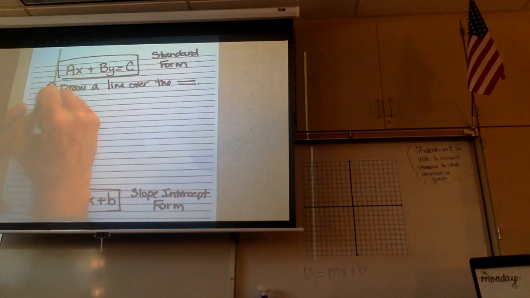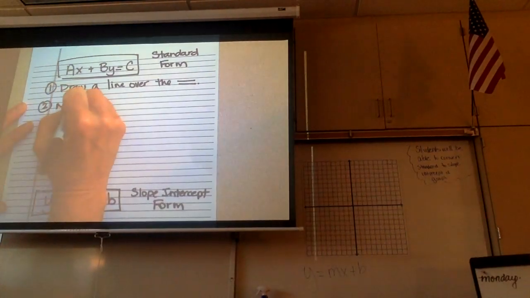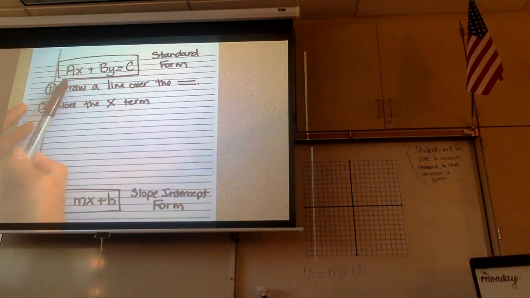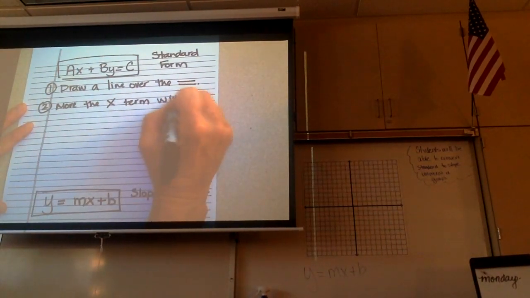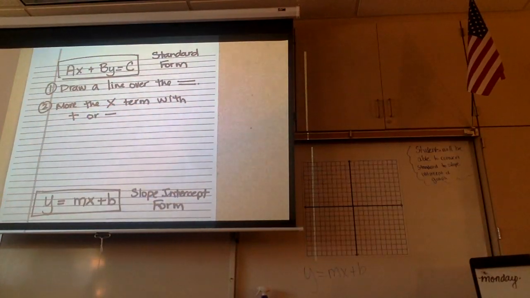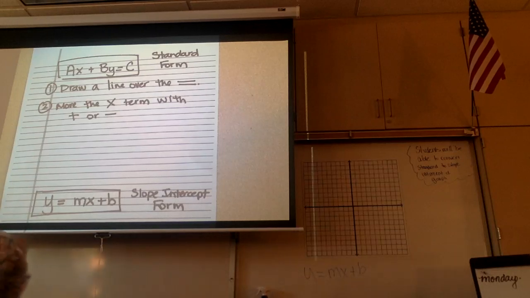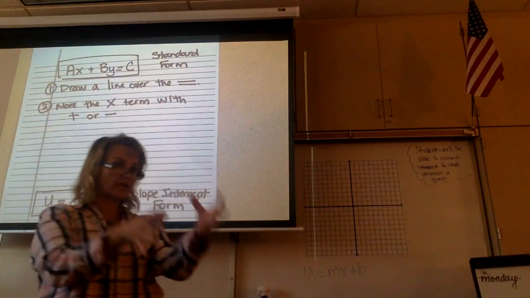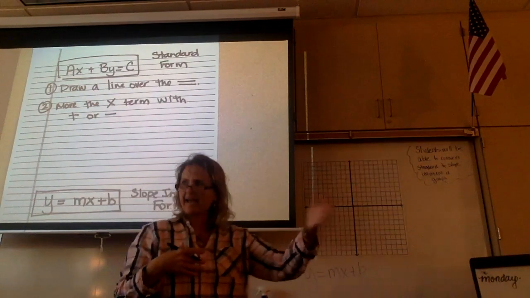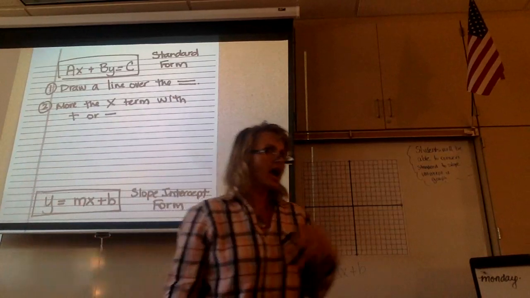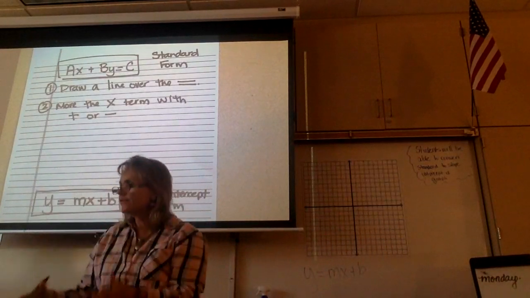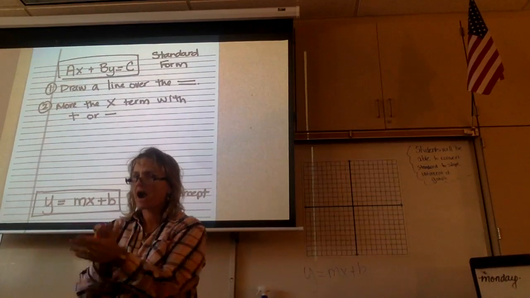Then, we are going to move the x term, that would be this first one, with addition or subtraction. So we're going to do the opposite. So if it says plus 2x, how would I move plus 2x? With a minus 2x, right? What if I had minus 7x? Plus 7x. I'm going to do the opposite so that I can cancel it out on one side and move it to the other. You with me? Yes. All right.